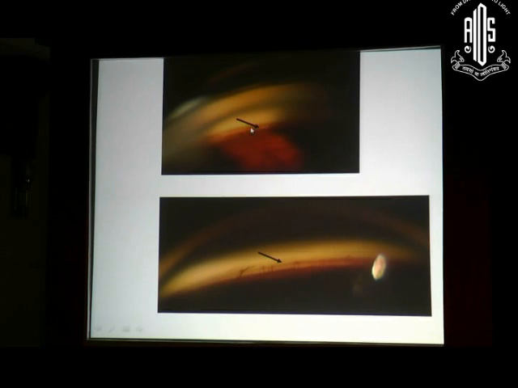As you can see, here's Schwalbe's line. I keep telling you, the black arrow is the Schwalbe's line. So here's Schwalbe's line, and you can see the iris being tented up. Can you see that? There's a little hill that you can see over there. It's being tented up and it's stuck over here. So we have what is called a synechia over here.